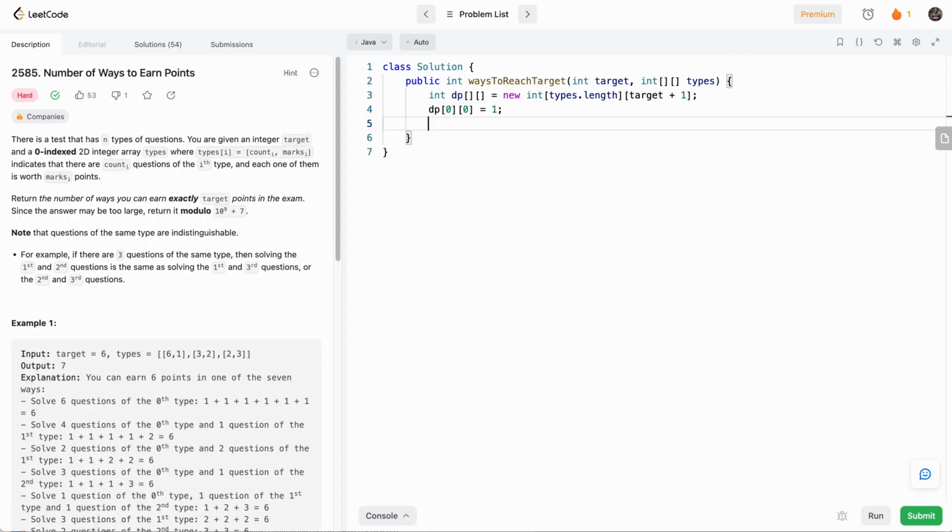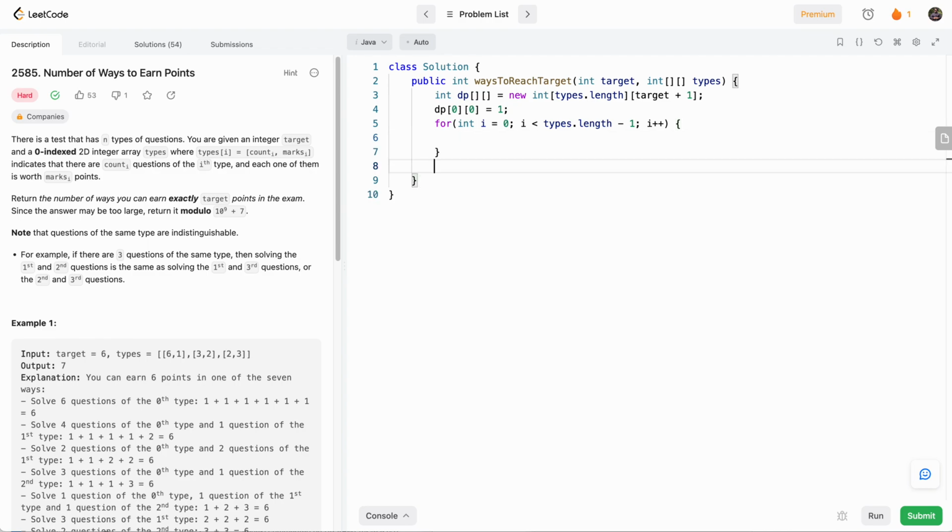And then what we'll do is loop through from I equal to 0 to I equal to types.length minus 1. Remember, we only need to go to the second last one, because for the last one we'll have some special logic since we just need the t position. So actually this will be types.length minus 1, because this will take us to the second last one. And then what we want to do over here is loop through from t equal to 0 up to the target.